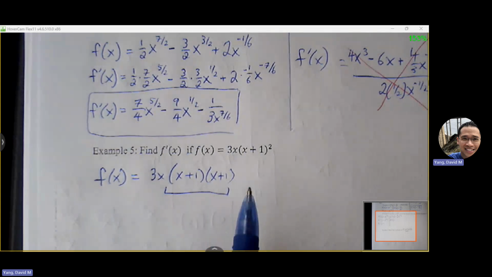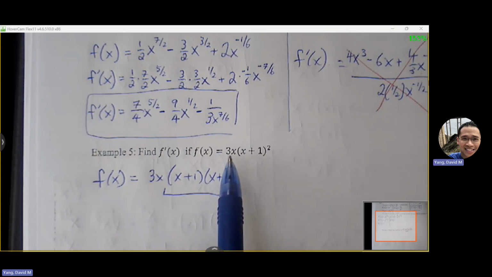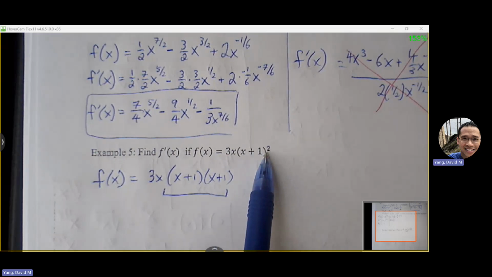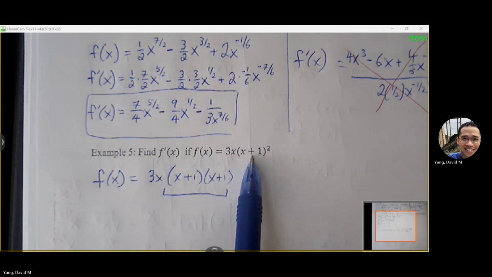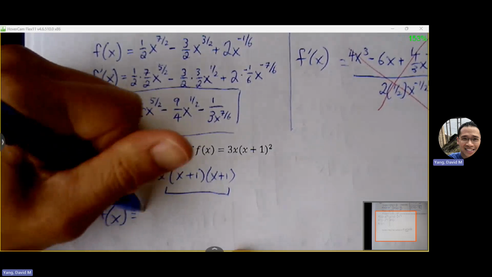So just remember order of operations. I know that sometimes we want to distribute 3x through first because it just goes from left to right. But remember, parentheses, exponents take priority over multiplication. So this is my cleanup stage.